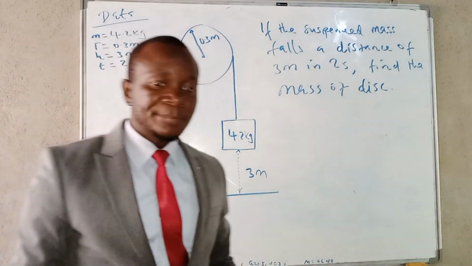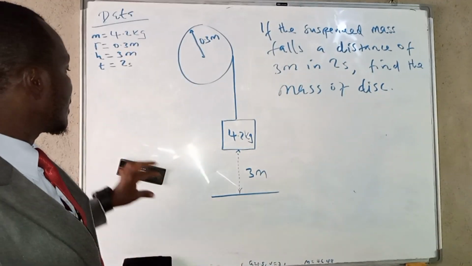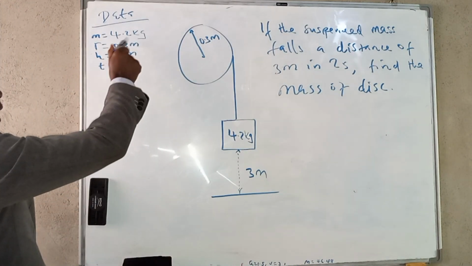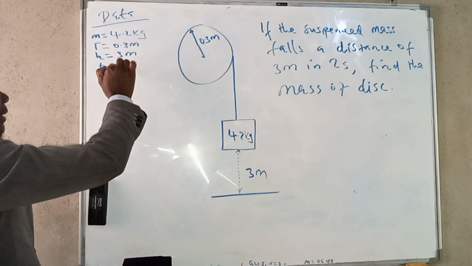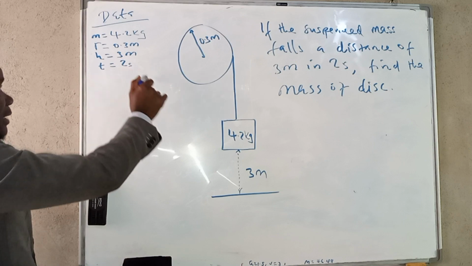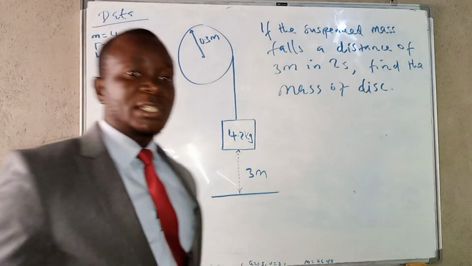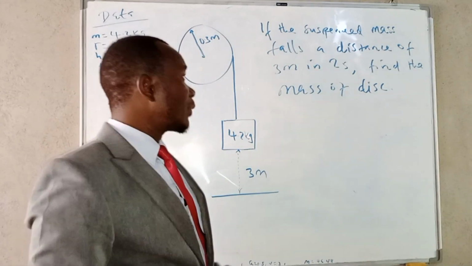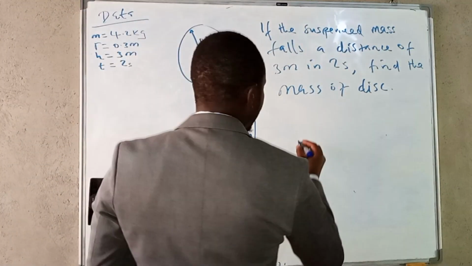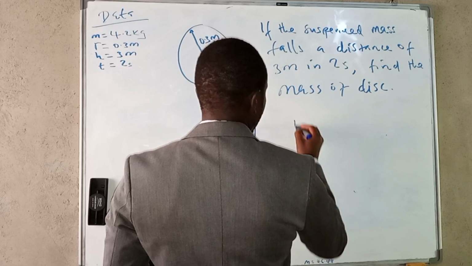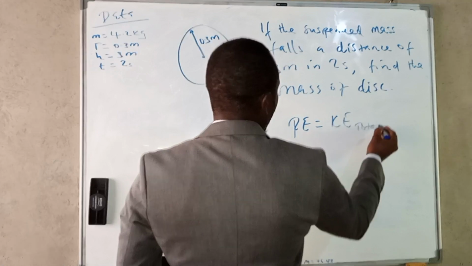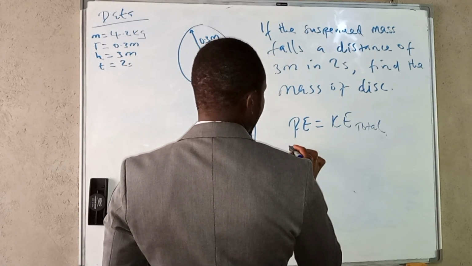So from this point, it is very important that we look at the additional information. The data: mass 4.2 kg, radius 0.3 m, height 3 meters, and time 2 seconds. Now, just as we did in the previous video on conservation of energy, from the principle of energy conservation, PE is equal to total KE.